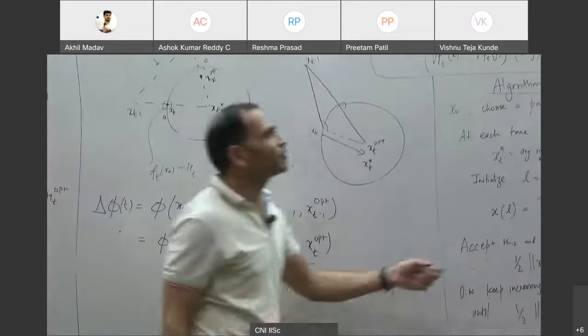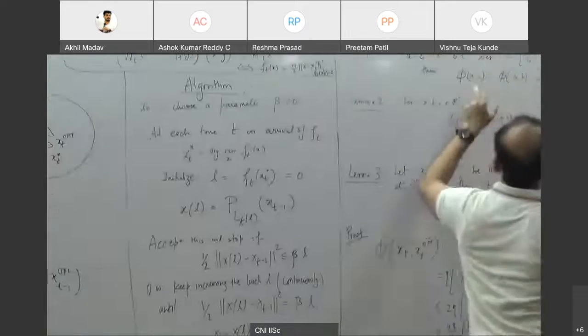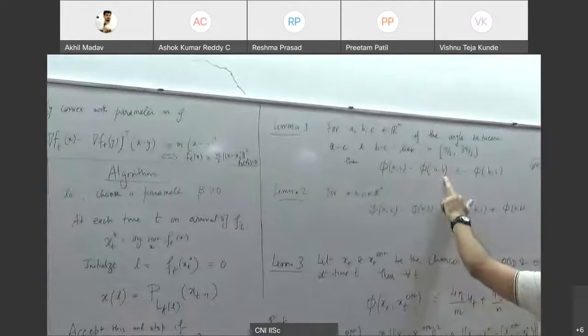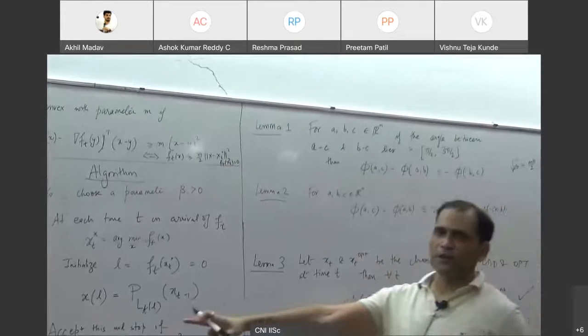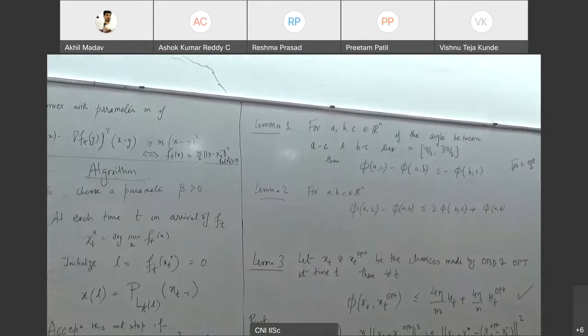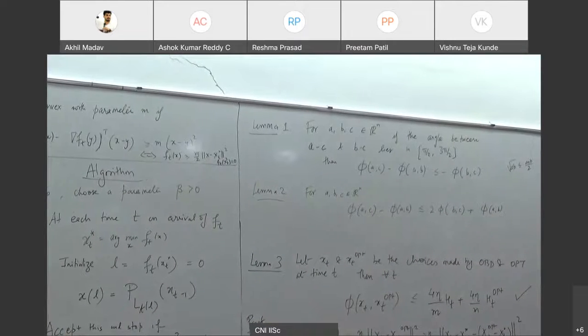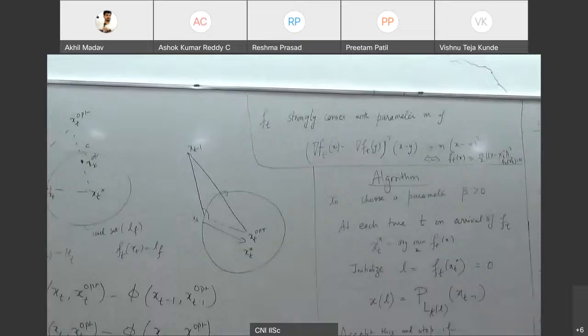Look at what that was: A minus C and B minus C. The indices are AC and AB. You can check that exactly those indices are appearing over there. Yes, they are distinct time indices.